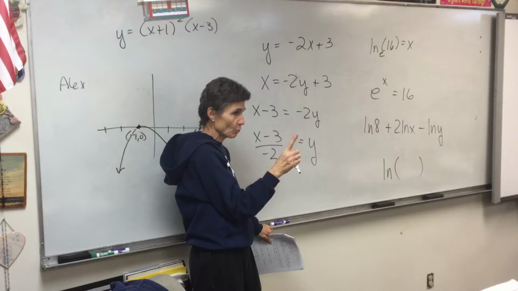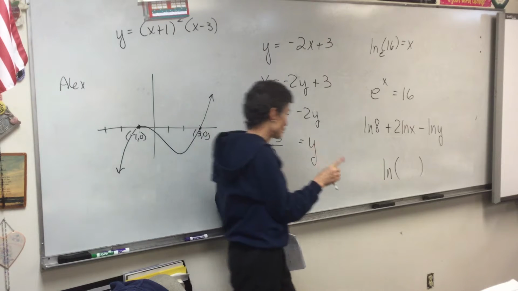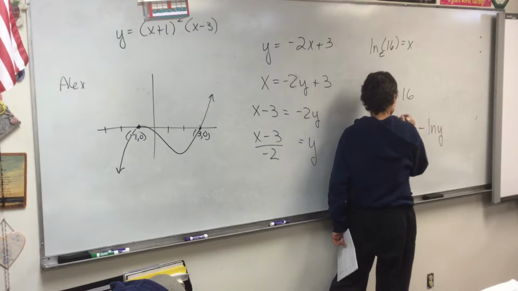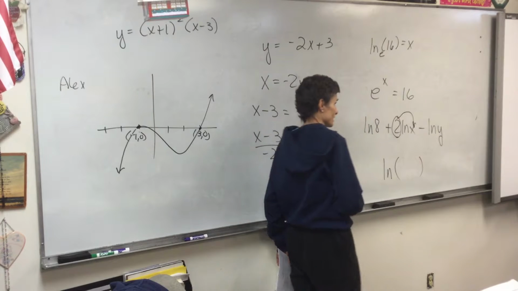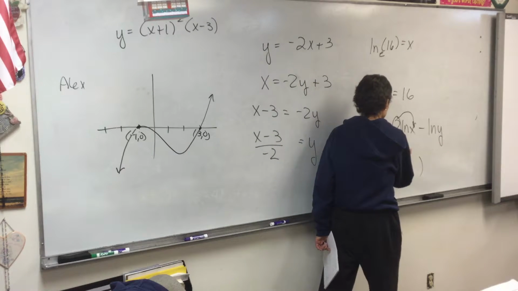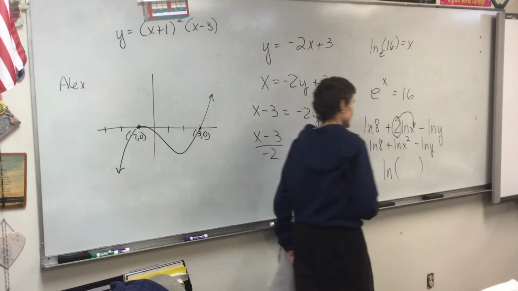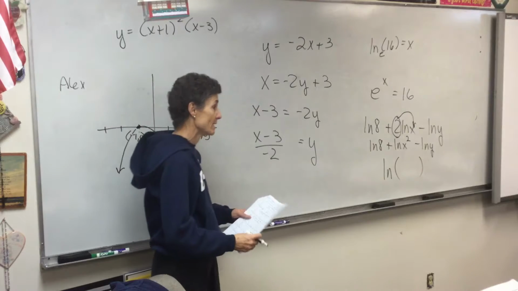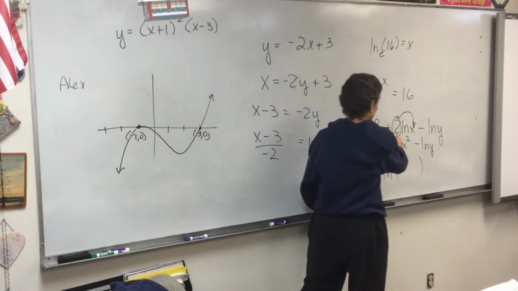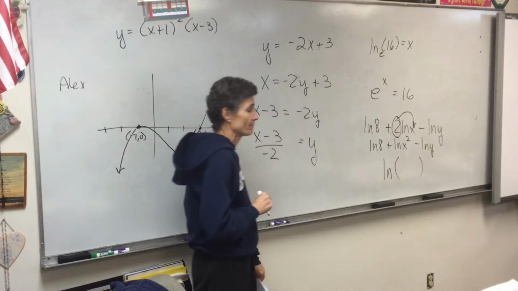Before we start, we have to do one thing. What is the one thing? Who remembers from yesterday? The 2 has to become an exponent. So ln 8 plus ln x squared minus ln y. That's step 1. If you have a coefficient, a number in front of the logarithm, you've got to deal with it.